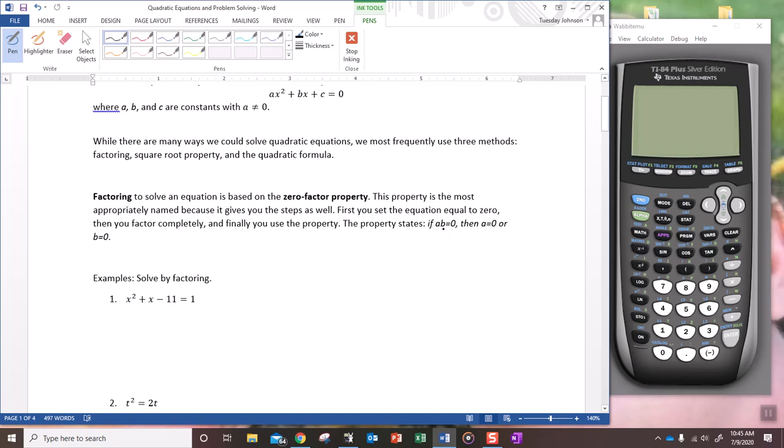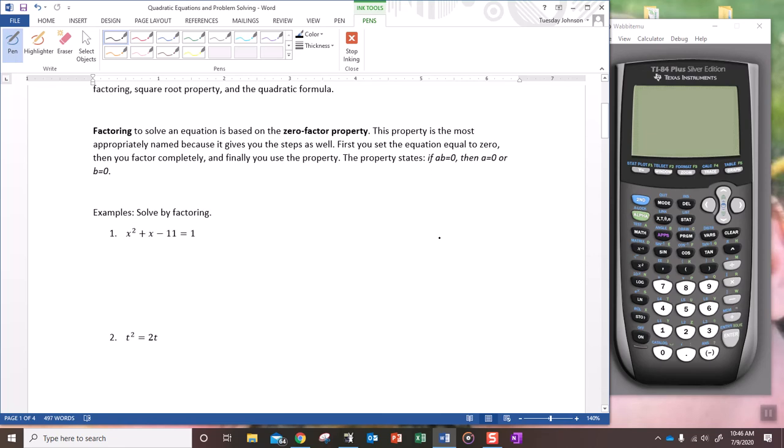The property says if you have two numbers, a and b, that multiply to be 0, then either a is 0 or b is 0. That's it. This translates to more than two factors as well. You could have 4, 5, 6 things multiplied together to be 0. You set each one equal to 0 in order to solve. So let's use the zero factor property, or solve by factoring, with a couple of examples.